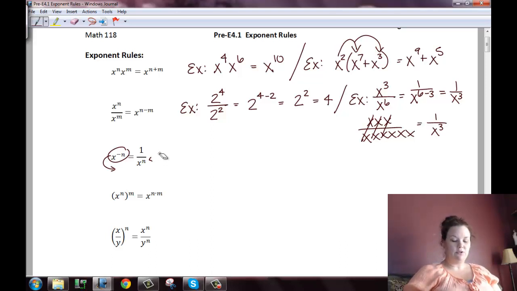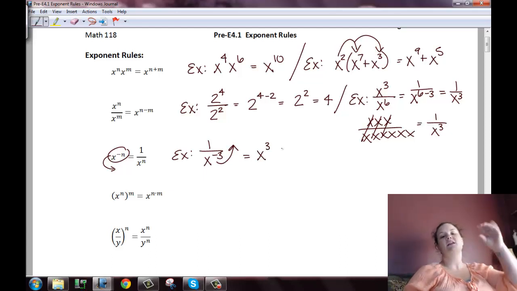The same thing is true if you have a negative exponent in the bottom. If you have 1 over x to the negative 3, okay, you can then move this up like we talked about in the last example to get x to the positive 3. So basically, anytime you move an exponential across the fraction line, it changes the sign of the exponent.